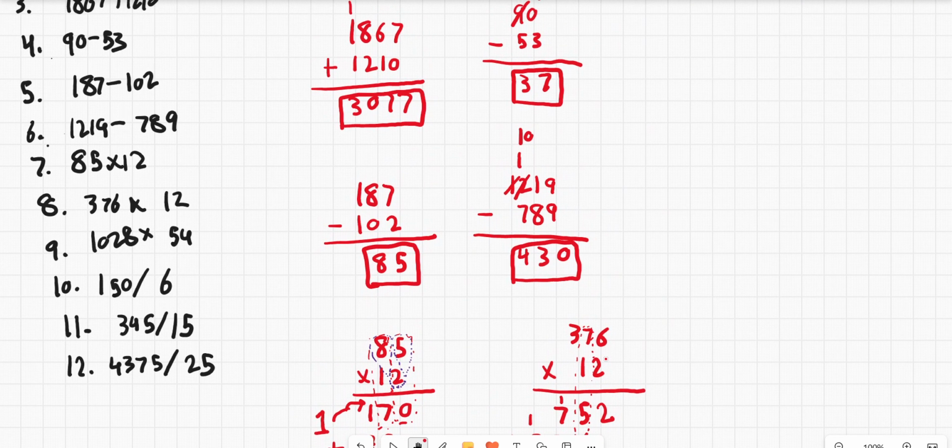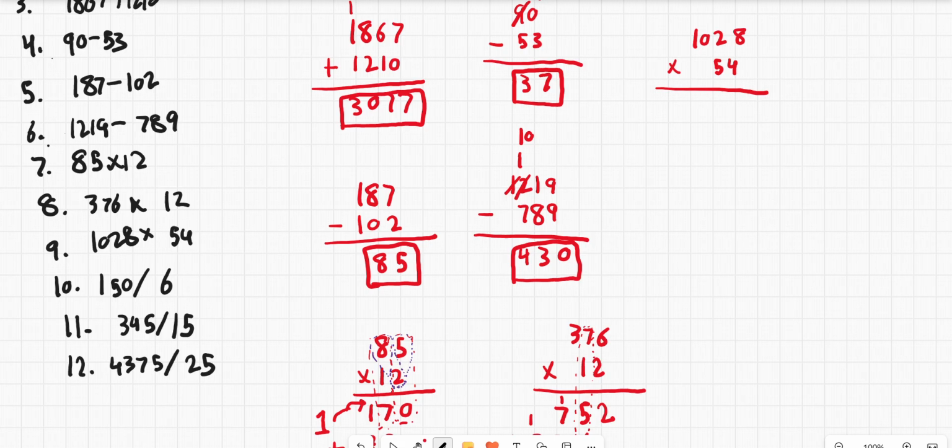Okay, perfect. Now we're going to deal with the final multiplication problem of today. 1028 times 54. We're going to do the same approach again.